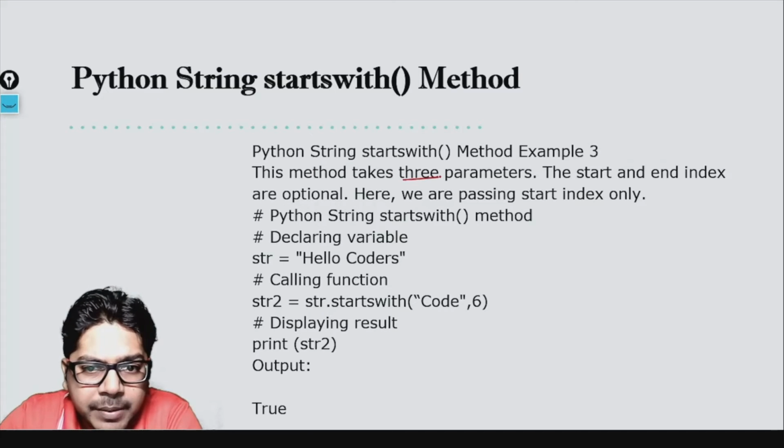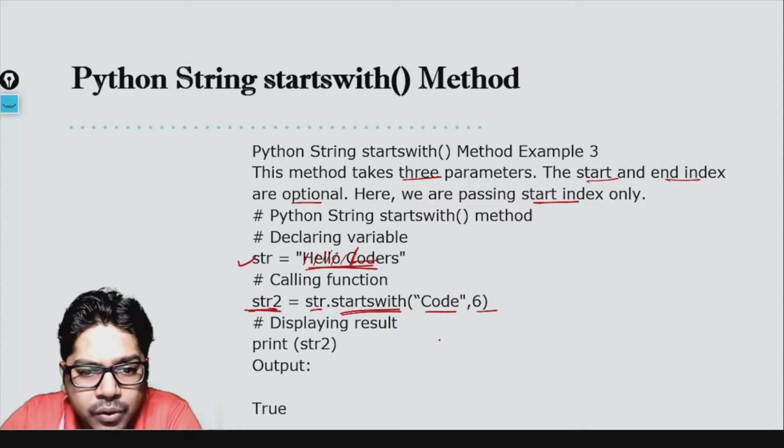This method takes three parameters. The start and the end index are optional. Here we are passing the start index only. Here you see str is equal to "hello coders", and then str2 equal to str.startswith("code", 6). So from the 6th character, does it start with code? You see here 0, 1, 2, 3, 4, 5, and then 6. Yes, it starts with code, so it is going to give you true, right?